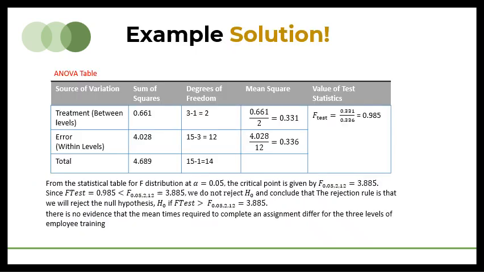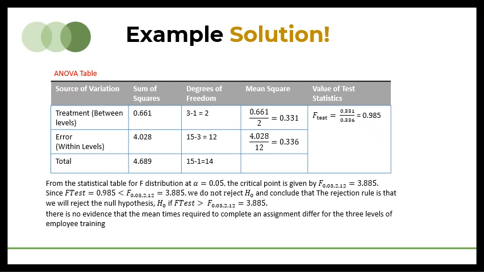Based on the calculation that we have determined just now, we can translate it into an ANOVA table. So what you can observe here, and as I mentioned and described earlier, we have 5 columns. For the treatment between levels, the sum of squares is 0.661. For the SSE, 4.028, and SST, 4.689.